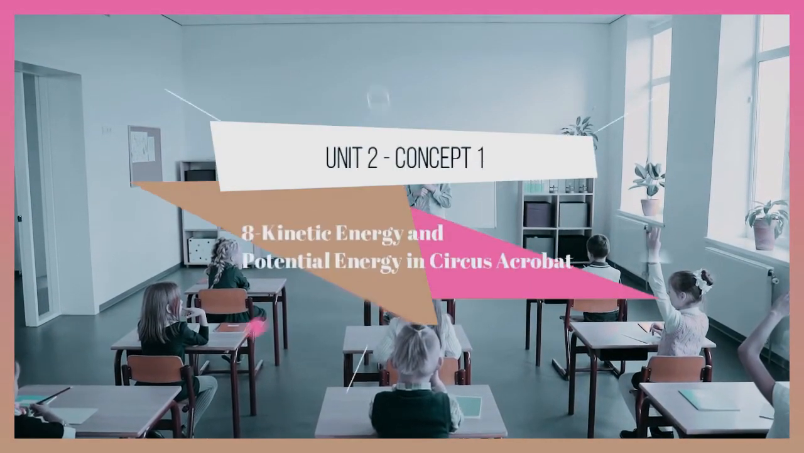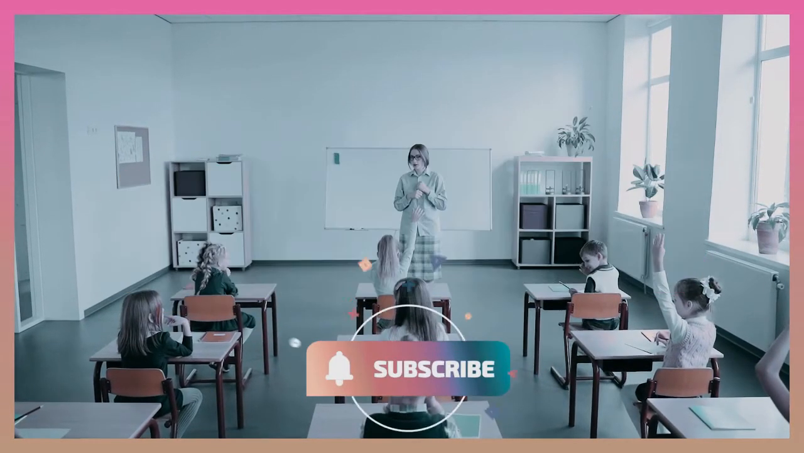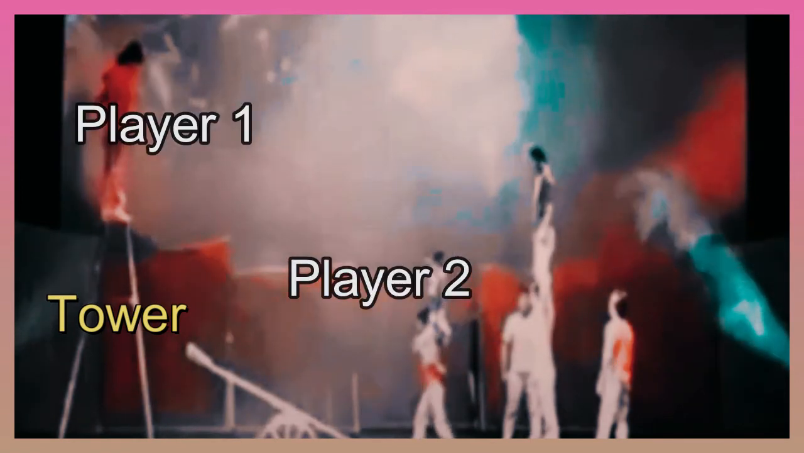Kinetic energy and potential energy in circus acrobats. Circus acrobats can do amazing things. While watching circus acrobats, you might see player 1 in a tower who has potential energy. When he jumps down, his potential energy is converted into kinetic energy.